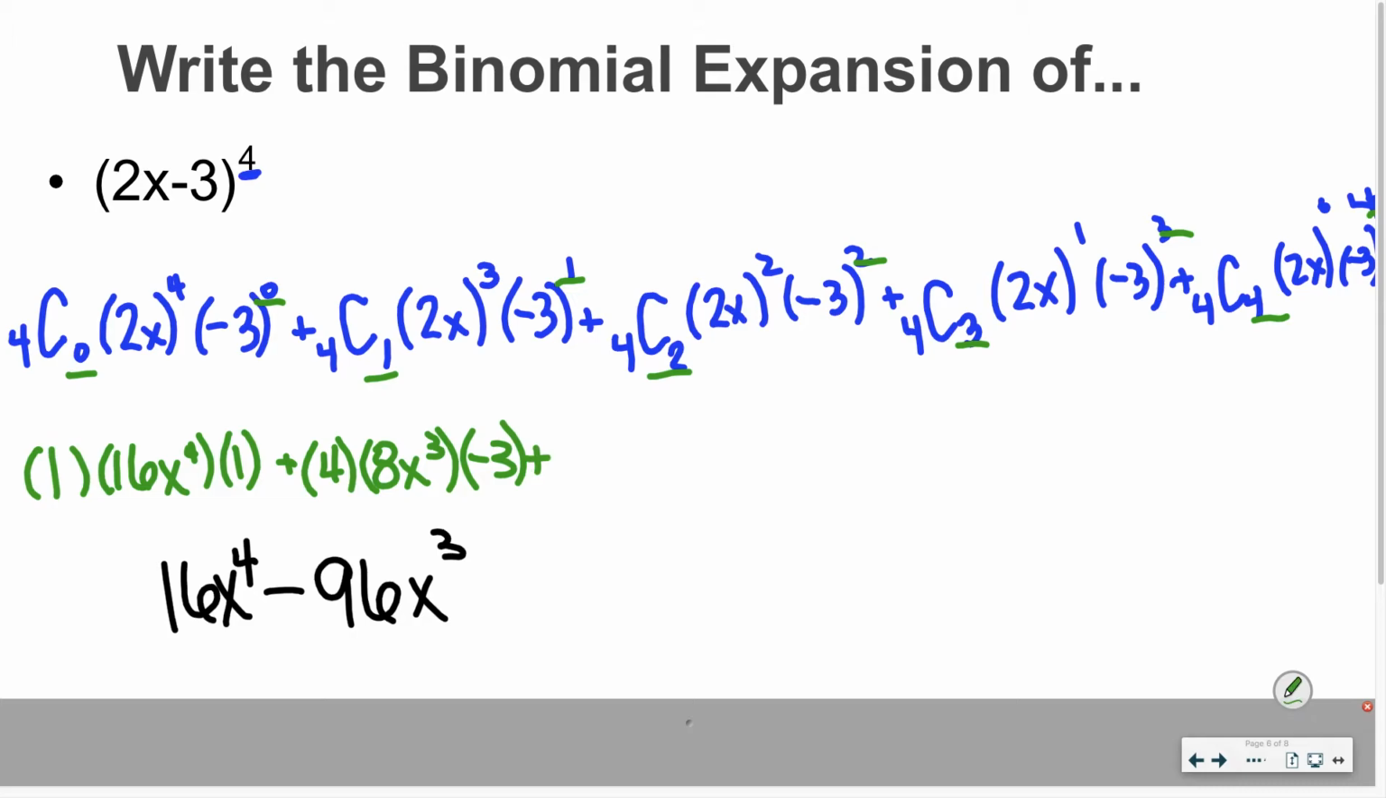All right, 4 combinations of 2. What is that? 6. 2x, the quantity squared, is the same as 4x squared. And negative 3, the quantity squared, is 9. So we're going to take 6 times 4x squared times 9, which is 216x squared.